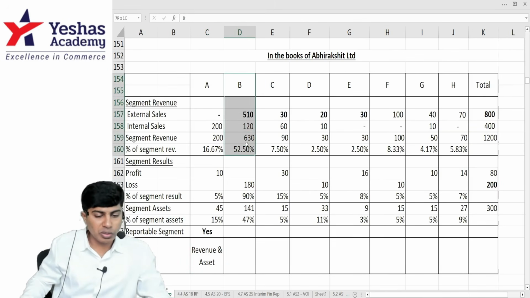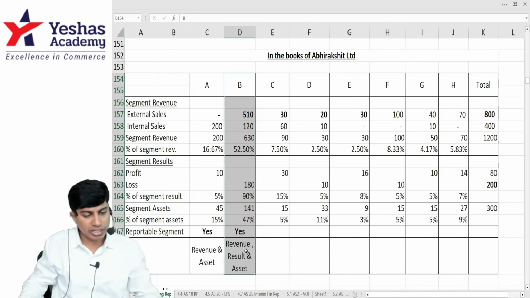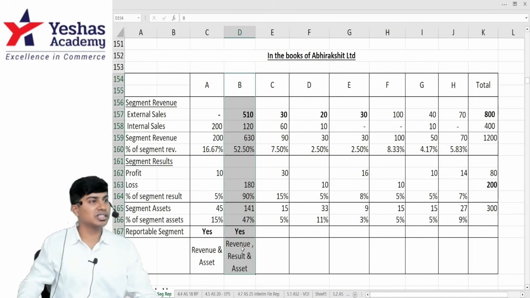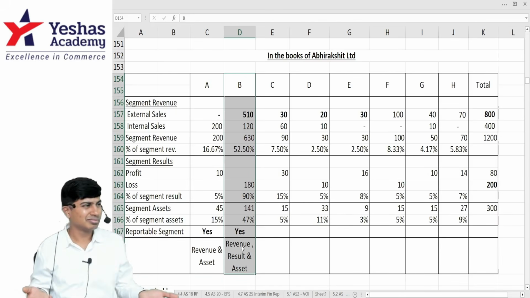Then B, 52, yes. 90, yes. 47, yes. So it is reportable based on all three conditions. Don't take impulsive decisions. Please check it line by line. Difficult question, if you do something wrong, it's okay.